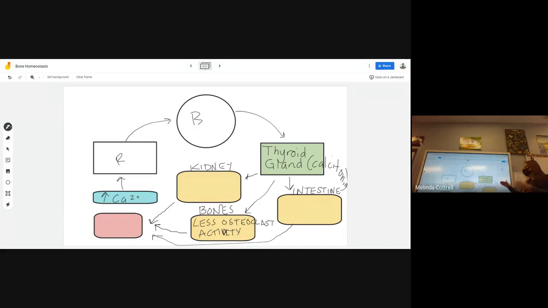Now, if there's more calcitonin, there's usually less parathyroid hormone. So some of these effects are because there's calcitonin, parathyroid is not active. And so that group of activities that happens because of parathyroid hormone are not going to happen. The calcitonin in the kidneys, for example, is going to inhibit calcium reabsorption.